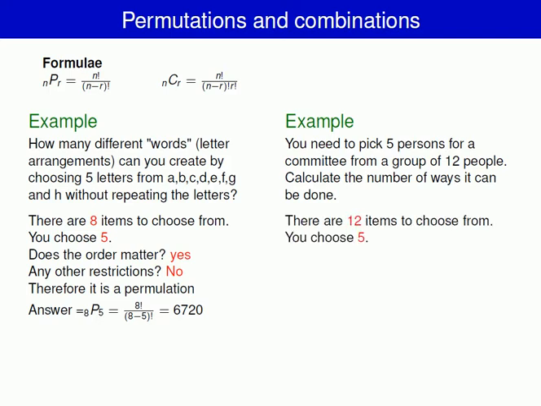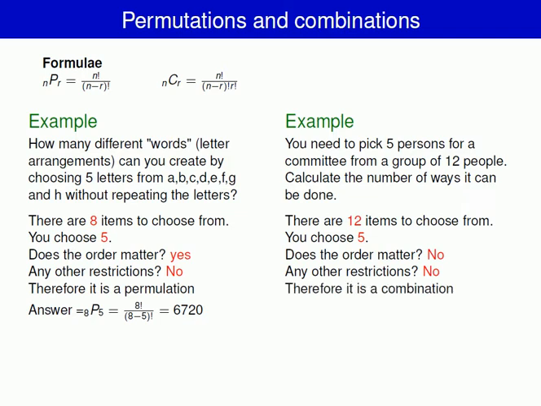So 12 items, we are choosing 5 without repeating. Next question, does the order matter? In this case, they are going into a committee, so there's no first, second or third committee member. All of them are either in the committee or they are not in the committee. So the order doesn't matter. Are there any other restrictions? No. We just pick 5 people from a group of 12 without any order and without repeating. Therefore, it's a combination. And the answer is 12C5, which gives me 792.